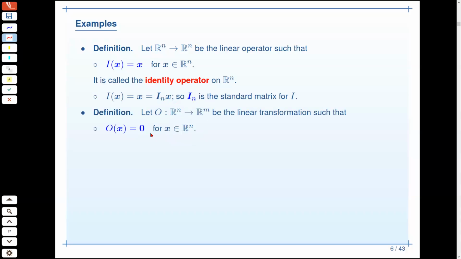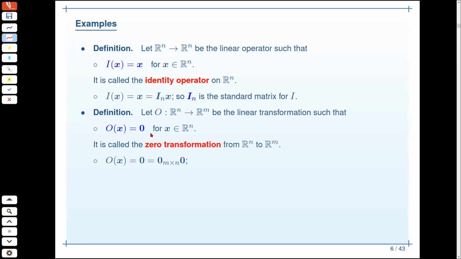Then for example, I use O, in some sense our zero. Now we don't need the domain and codomain to be the same. O is a mapping from Rn to Rm such that no matter what the input is, the output is the zero vector in Rm. This is known to be the zero transformation. Clear? The zero transformation is, of course, the zero matrix multiplied with the zero vector.